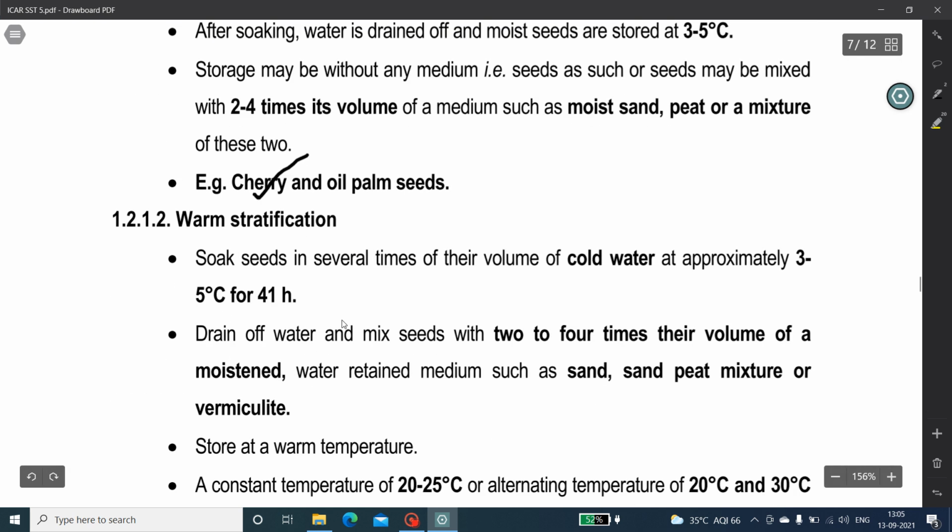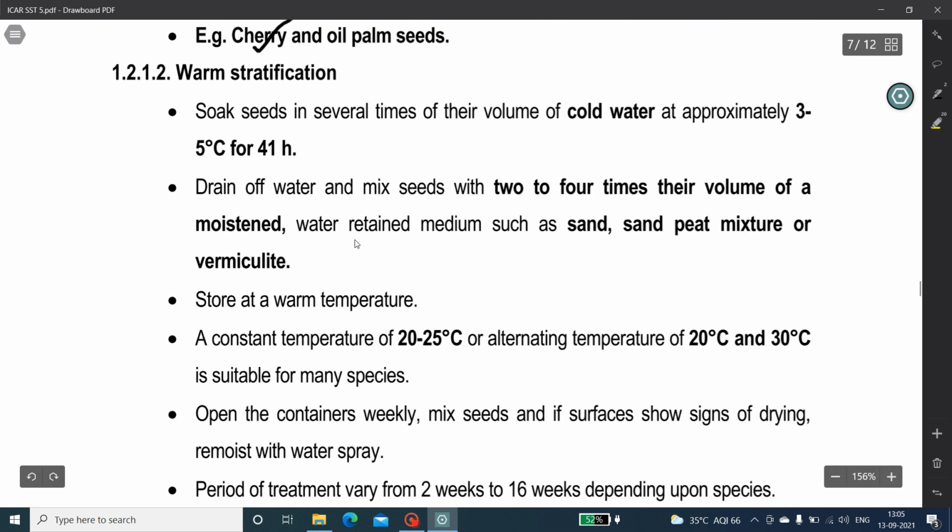Then next we'll move on to warm stratification. Here, soak the seeds in several times their volume of cold water at approximately 3 to 5 degrees Celsius for 48 hours and drain off.